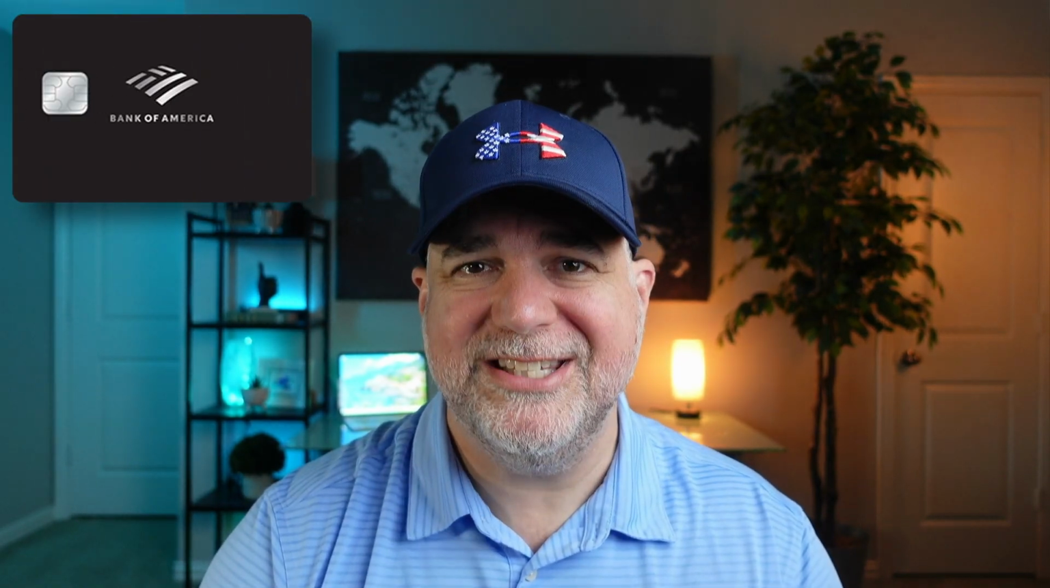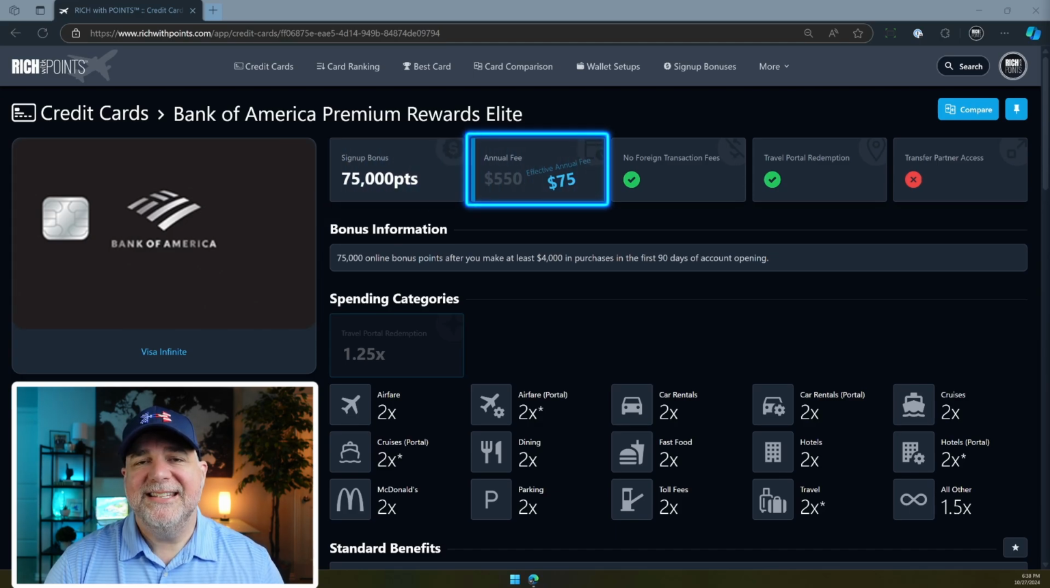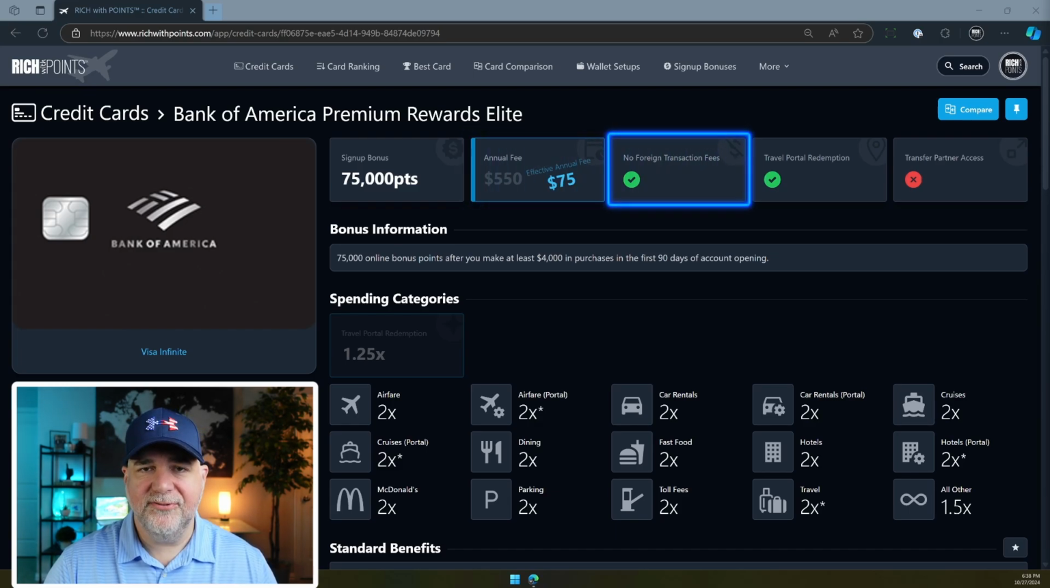Bank of America has 3 travel cards and 2 cash cards. We're going to start with the travel cards, and the first of which is the Premium Rewards Elite. It has a sign-up bonus of 75,000 points when you spend $4,000 in the first 90 days of opening your account. It has a $550 annual fee. You can get that down to an effective annual fee of $75, and we'll talk about that here in a minute. There are no foreign transaction fees.